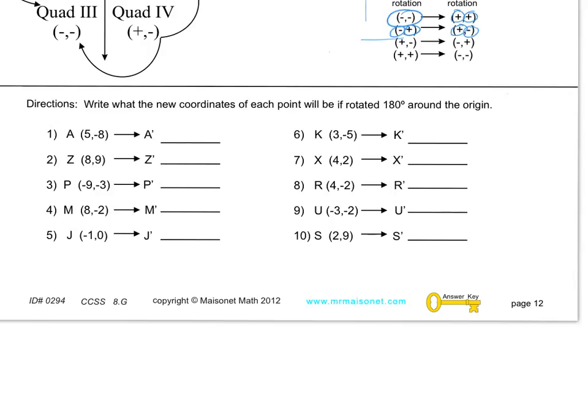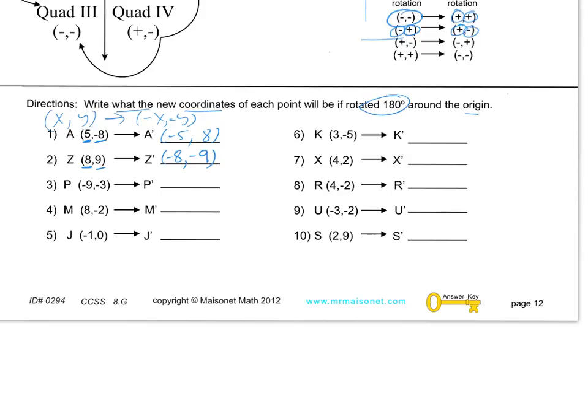So let's do a couple of practices. We're going to write what the new coordinates of each point will be after it's rotated 180 degrees around the origin. So again, one more time, please write this on your paper. The x becomes the opposite sign, the y becomes the opposite sign. So if x is 5 here, it will become negative 5, and positive 8 becomes negative 8. The signs have been changed. Going to do another one. If it was a positive 9, it becomes a negative 9.